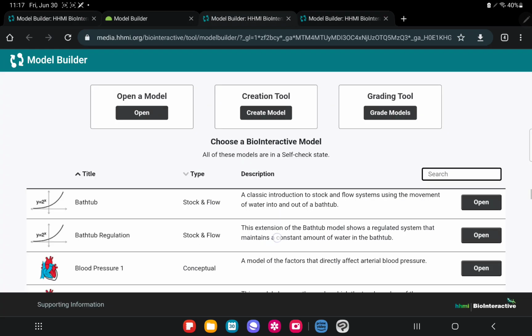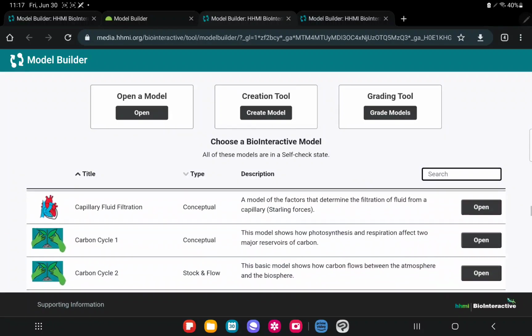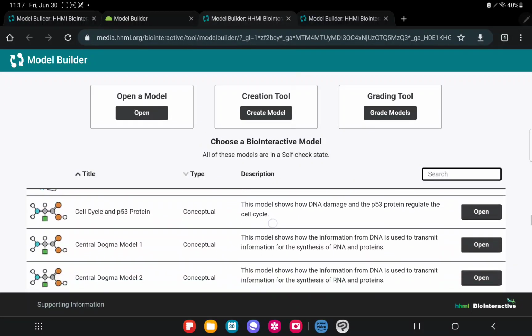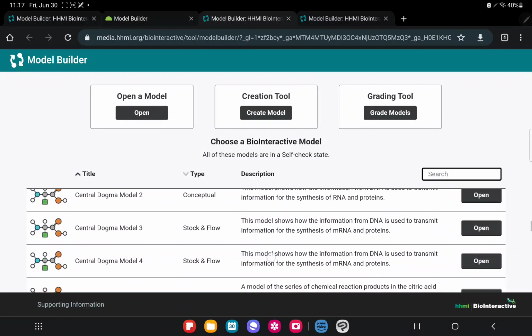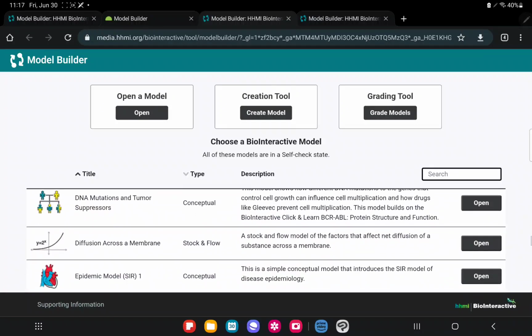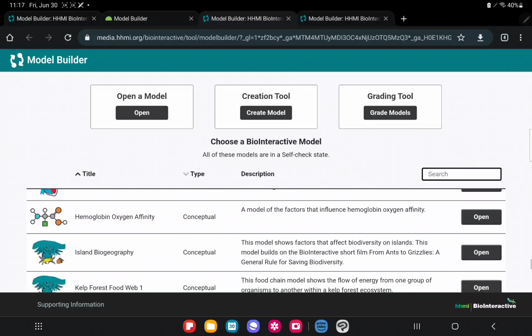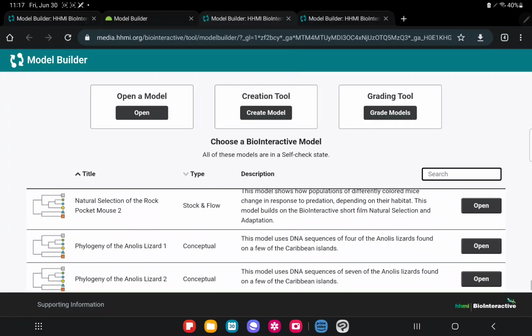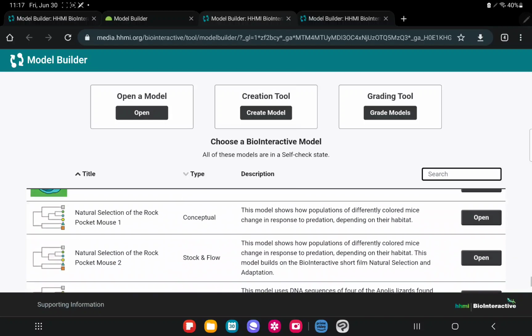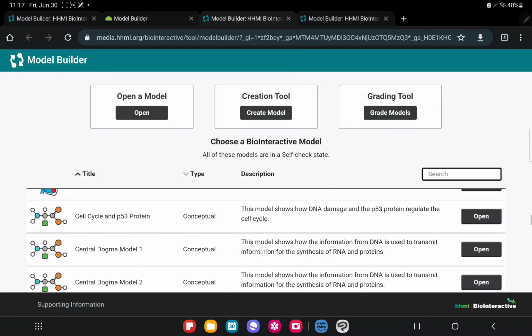And here is a list of around 50 models that are in BioInteractive to cover a standard biology curriculum. And BioInteractive is actively working to add more models into the list. So let's take a look at one of these models.